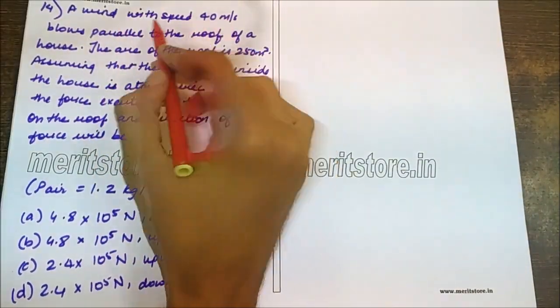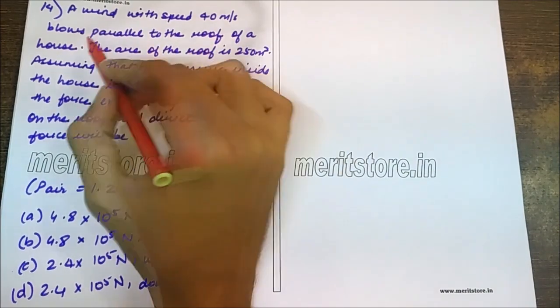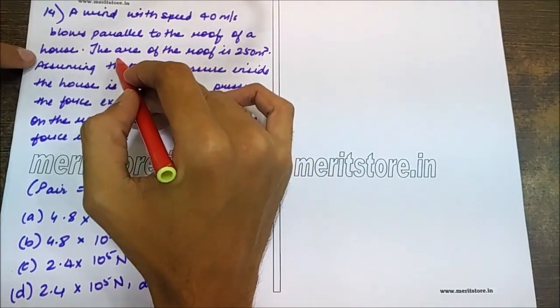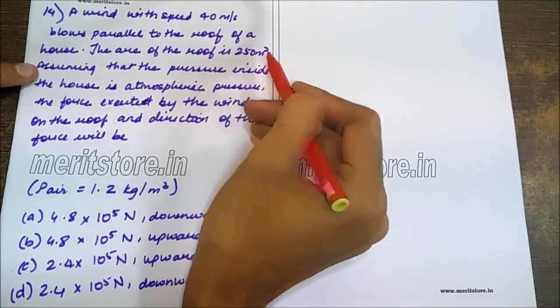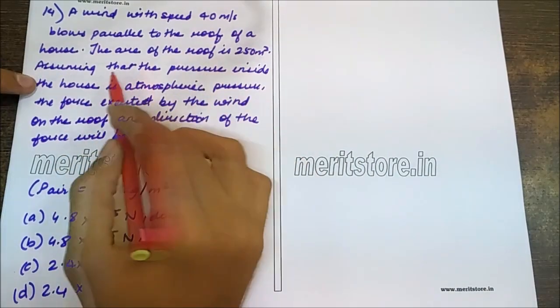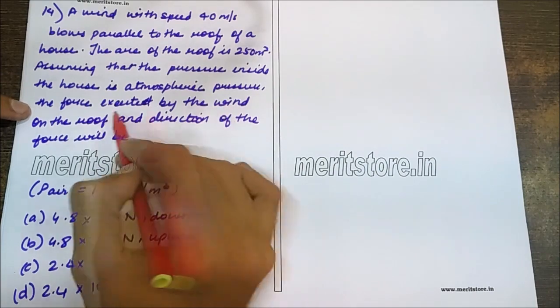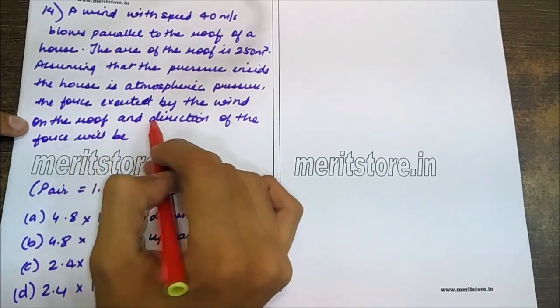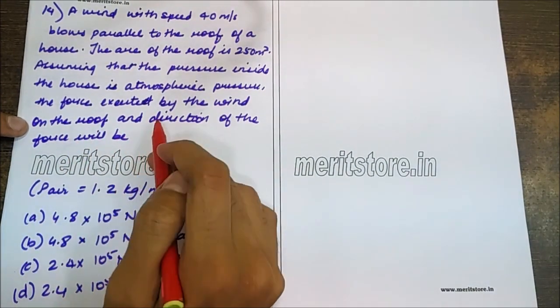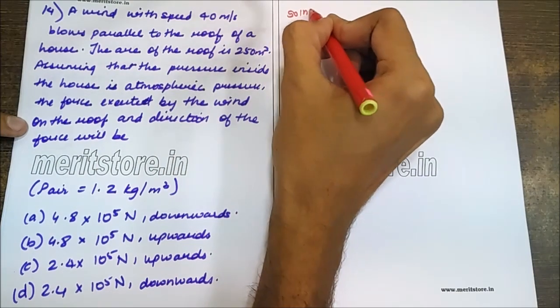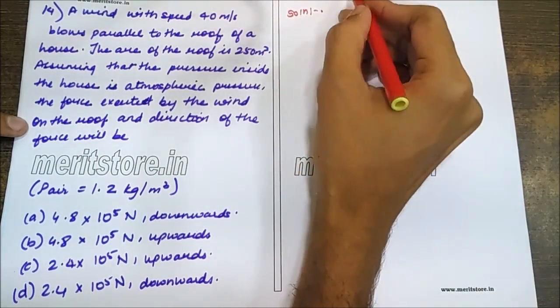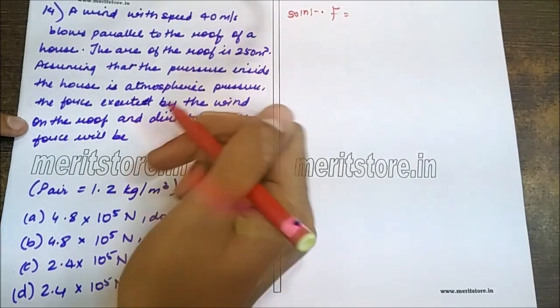A wind with speed 40 meters per second blows parallel to the roof of this house. The area of the roof is 250 meters squared. Assuming that the pressure inside the house is atmospheric pressure, the force exerted by the wind on the roof and the direction of the force will be. So we need to find the force exerted by the wind on the house.